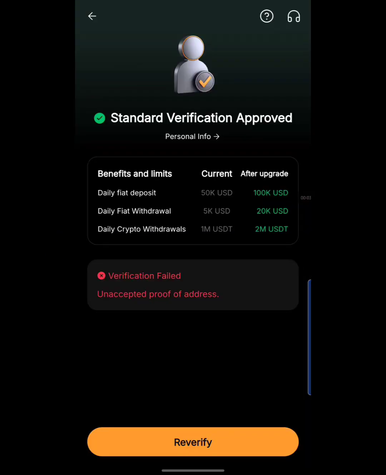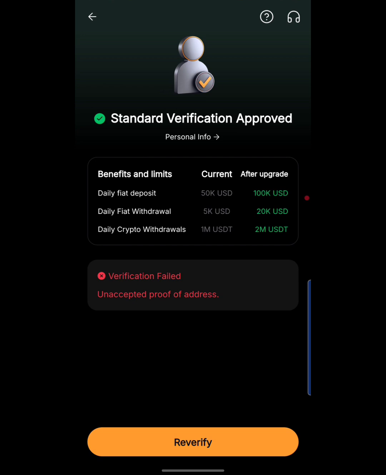Here we are. As you can see right here, guys, I'm currently on the standard verification level, and this includes the benefit of daily fiat. I get 50k USD, but after upgrade I get 100k USD. Then down below it says my daily fiat withdrawal is 5k USD, and after upgrade I get 20k USD. Down below here it says my daily crypto withdrawals is 1 million USDT, and after upgrade I get 2 million USDT. As you can see over here, I've not yet successfully verified my proof of address. That's the reason why they've not yet upgraded my account.